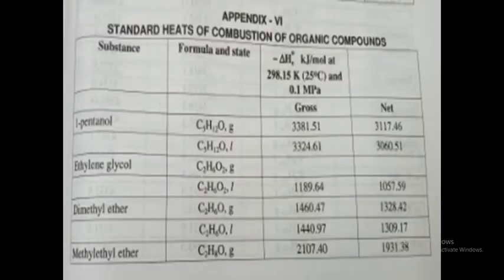This is the standard heat of combustion of organic compounds table. First column substance, second column formula and state, third column minus delta H C naught in kilojoule per mole at standard condition 25 degrees Celsius, 0.1 megapascal. This is the gross value, and the next column is the net value. Students, keep in mind you should take the gross value only. We don't want the net value.